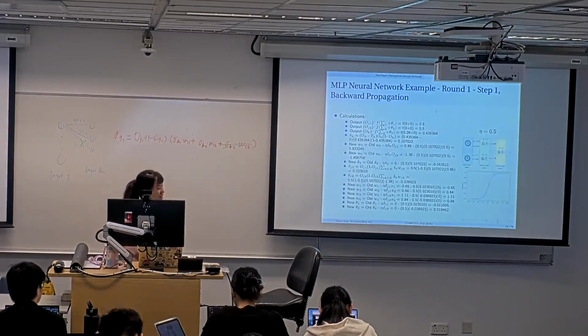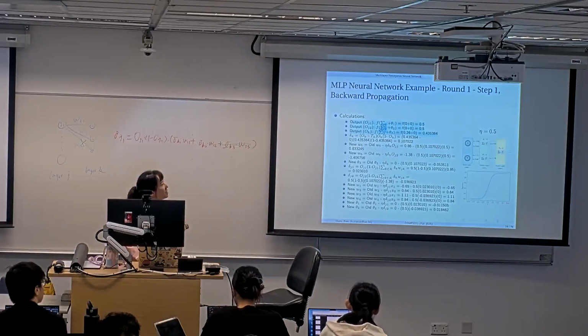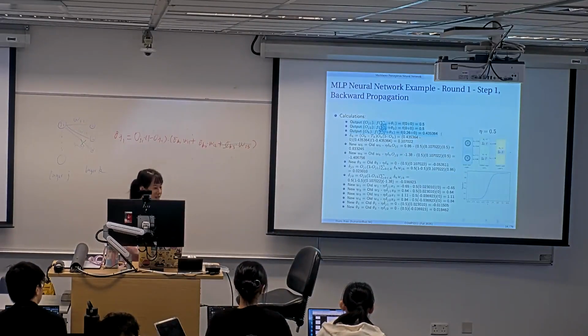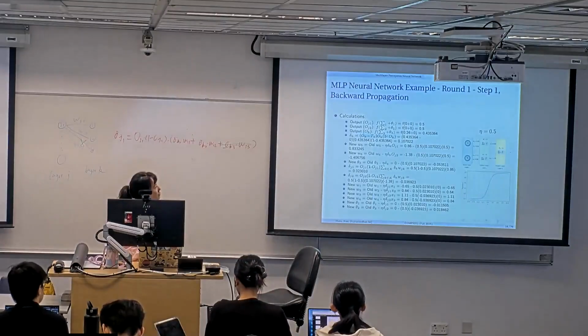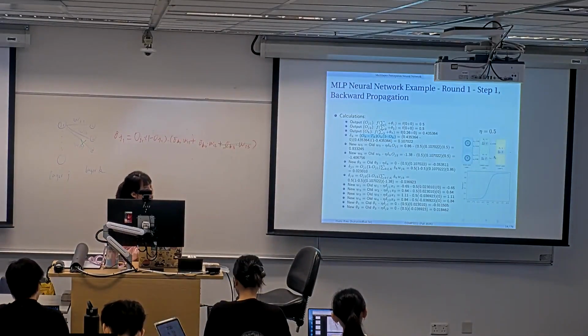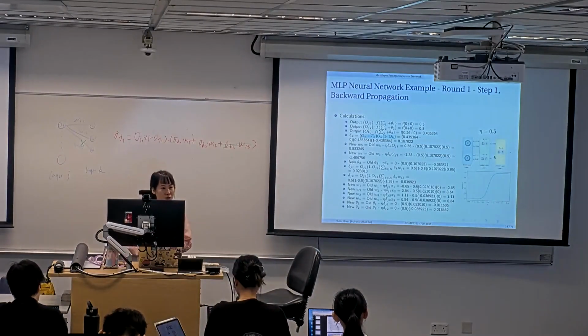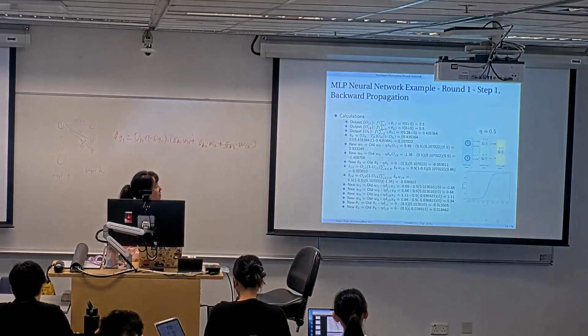Backward propagation. Previously in forward propagation, we already recorded OJ1, OJ2, and OK. Then, according to those formulas, we first compute delta K. Delta K should be OK minus TK, times OK, times 1 minus OK. For this MLP, we only have one single output neuron, so we only have one delta K to compute. It comes to 0.107, something like that.